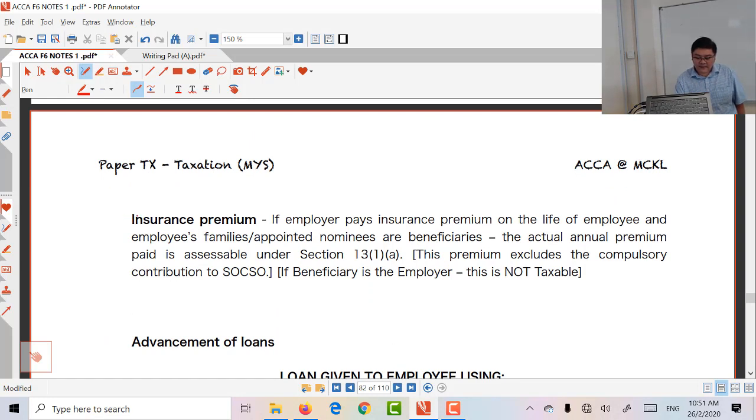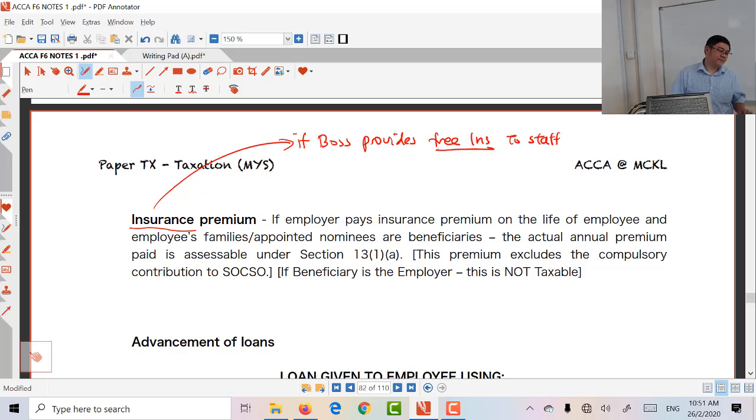We are talking about insurance. If the boss provides free insurance to the staff, it's very important to ask ourselves, when you're given an insurance, who will benefit? It's important to see if the employees, family, or the appointed nominees are the beneficiary, then it's a benefit to you. If the employer themselves will benefit, then actually there's no benefit, because it doesn't benefit you. So take note of it.